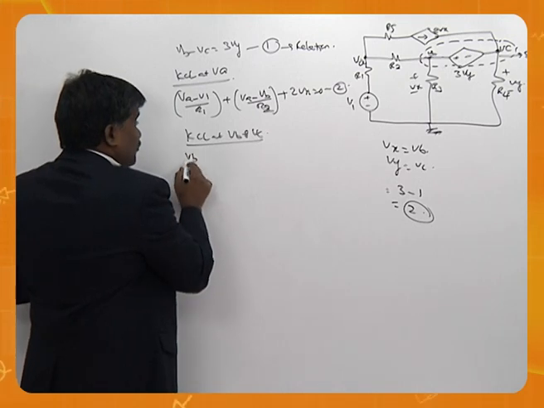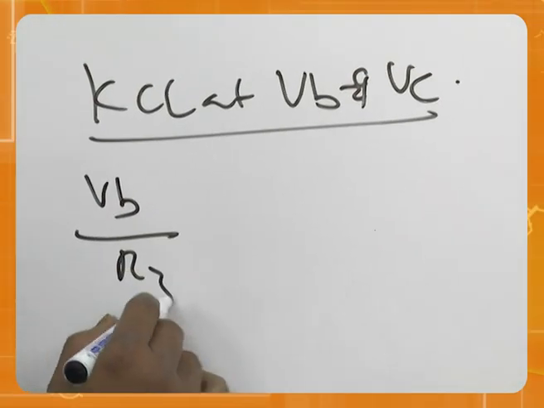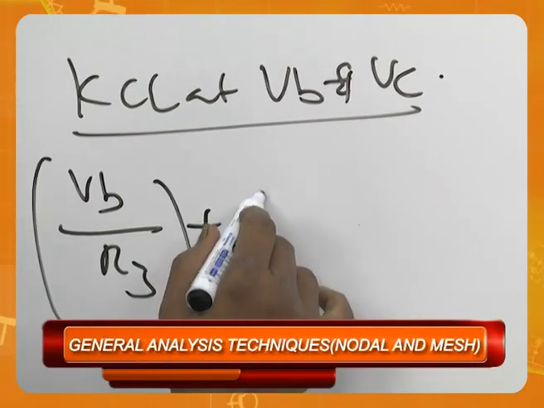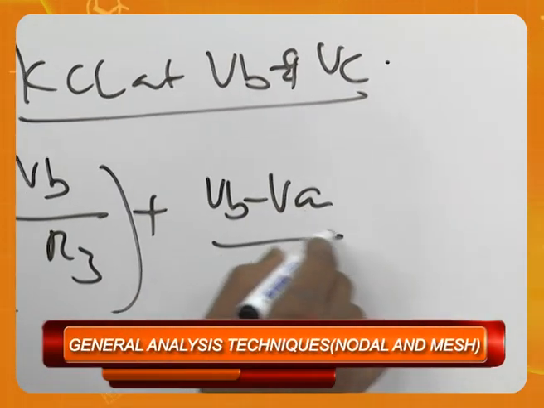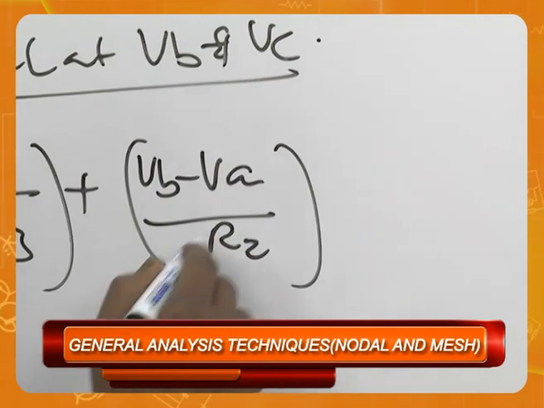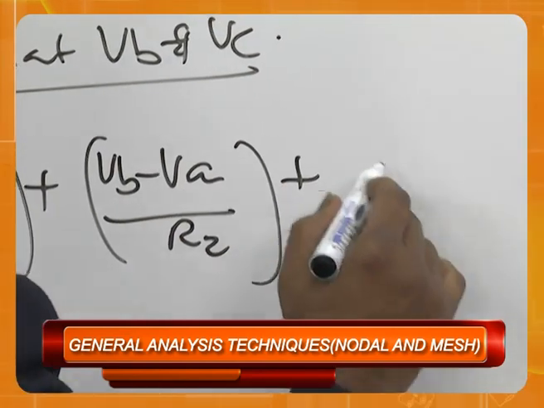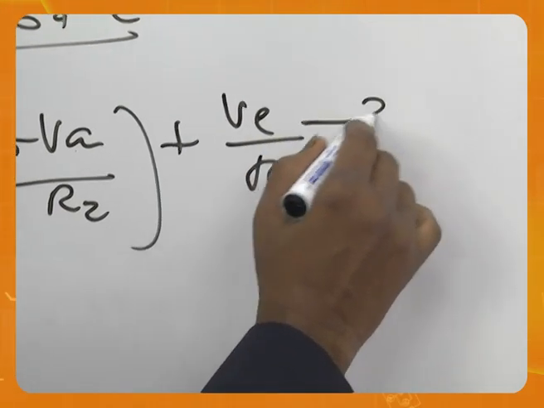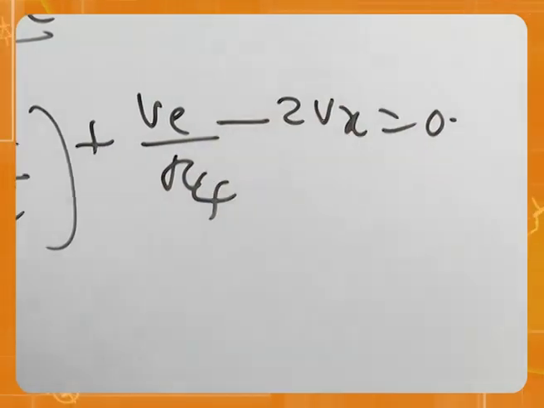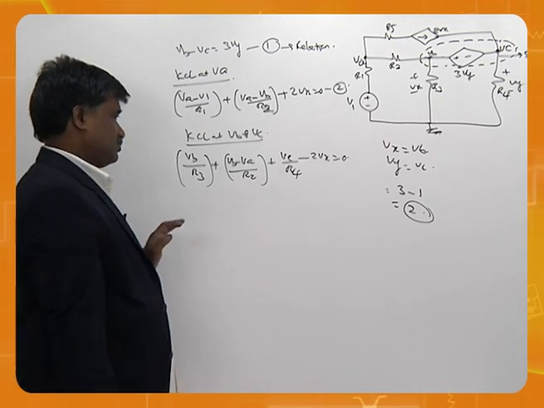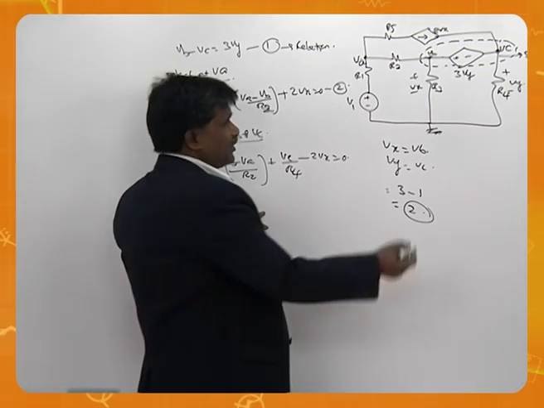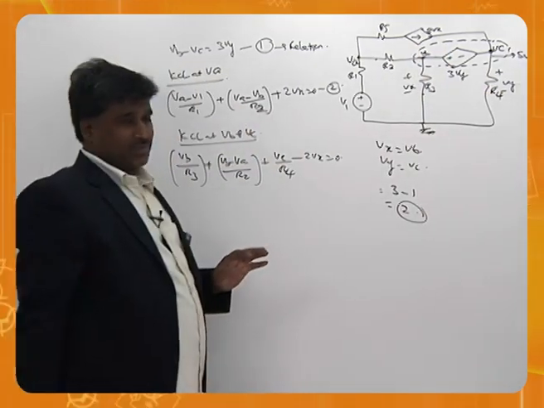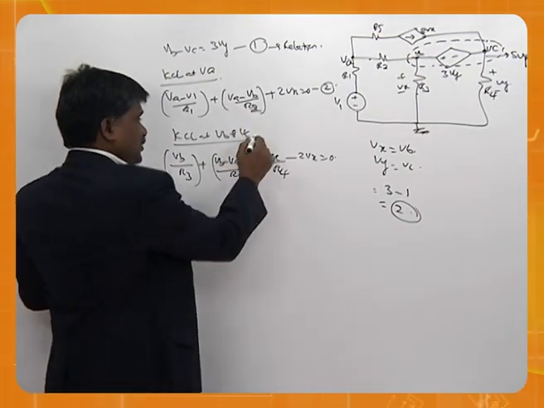For example, VB by R3 plus (VB minus VA) by R2 plus VC by R4 minus 2Vx is equal to 0. So how many are involved here? 1, 2, 3, 4. This is called a super node.